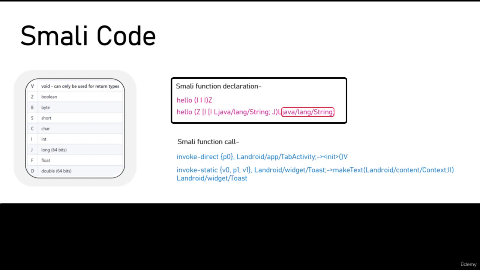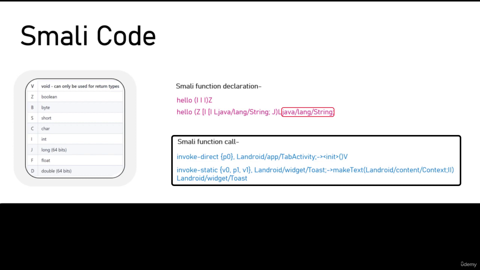As for function call, let's see the Smali function call example. Generally, there are a few ways to call a function, and it depends on the function type. Function types, for example, are static function, virtual function, and private function. What we see in the first example is a direct function call. Direct call is used to call a private function. In this case, we call the init function.